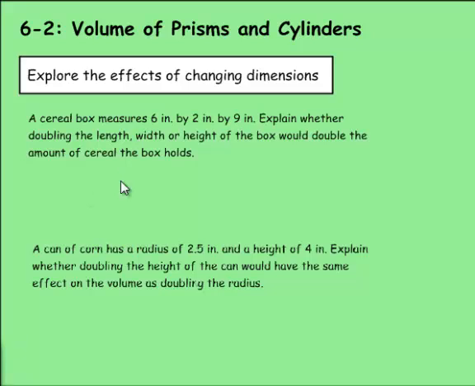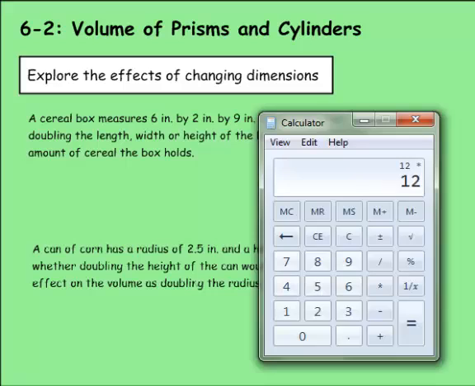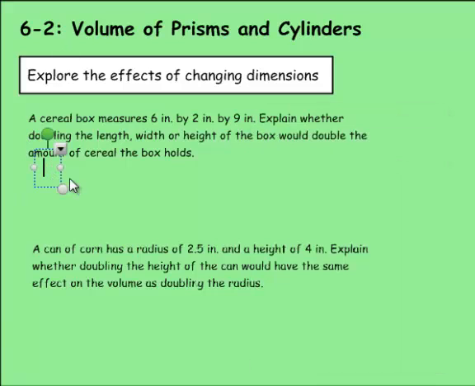So 6 times 2 is 12 for a base. 12 times 9 is 108. So our volume, 108 inches cubed. What would happen if we doubled the length, or the width, or the height?